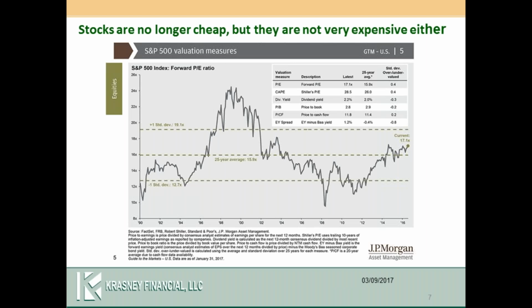On the valuation front, I did mention, stocks are probably in a fair value range. This is a slide, the data comes from JP Morgan, and you can see that there are several different valuation measures that we look at. In most cases, the chart focuses on the PE ratio. You can see the current PE of the S&P 500 is a little bit above average, historically speaking, but it's certainly well within a normal range and not what I would consider excessive like it was back in '99 and 2000.